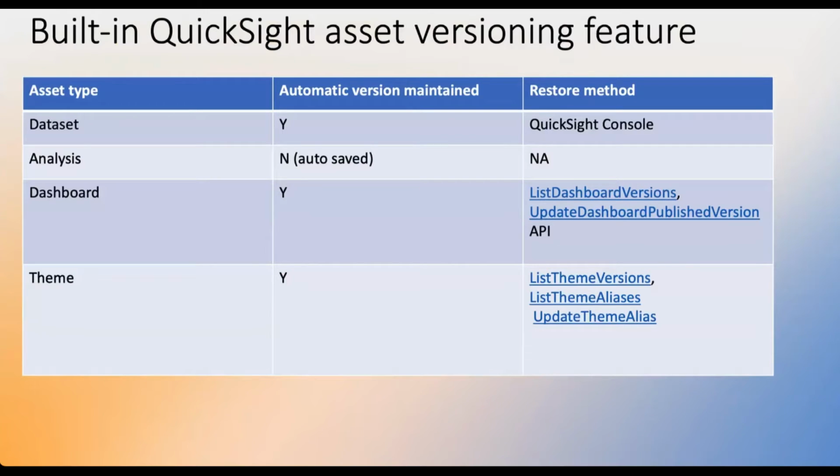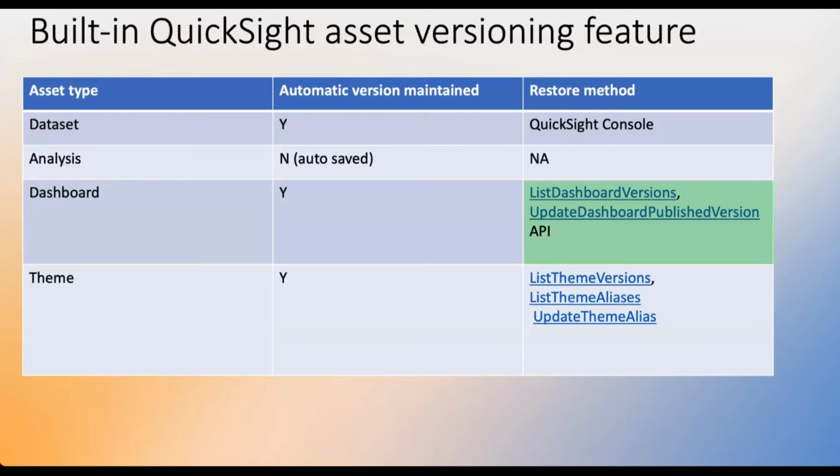Now I will also explain you about the versioning process. So there are QuickSight assets like data sets and dashboards and themes, for which QuickSight maintains the version, and you can use the QuickSight versioning command to restore a dashboard to the previous version or restore, for example, a data set to the previous version. So data set versioning is taken care of in the console itself. Like you can go to the console and click on the data set and restore it to the previous version right from the console. But for dashboard versioning, as of now, there are APIs available.